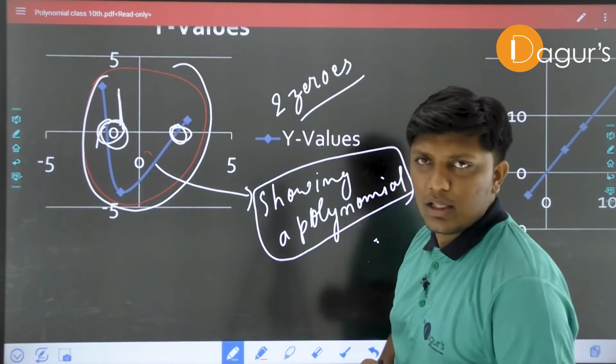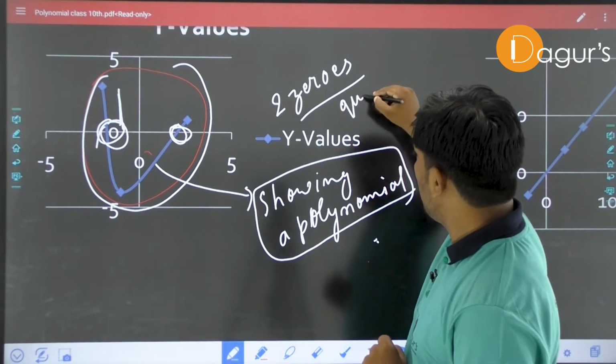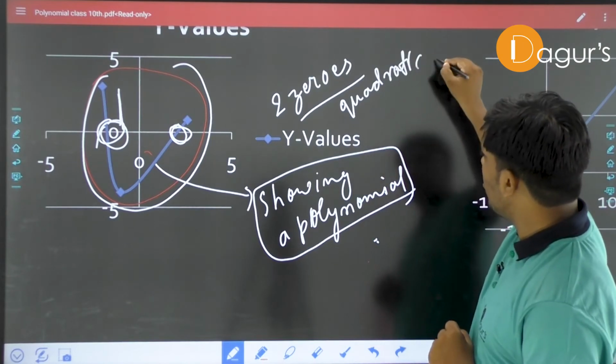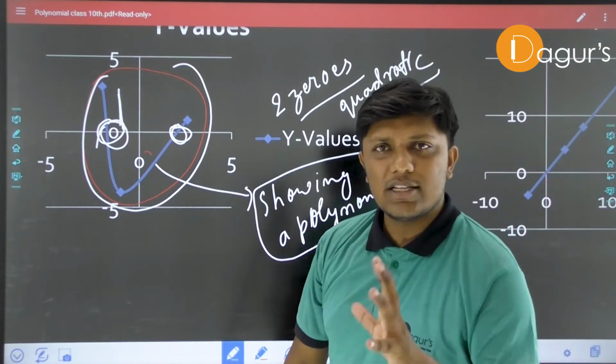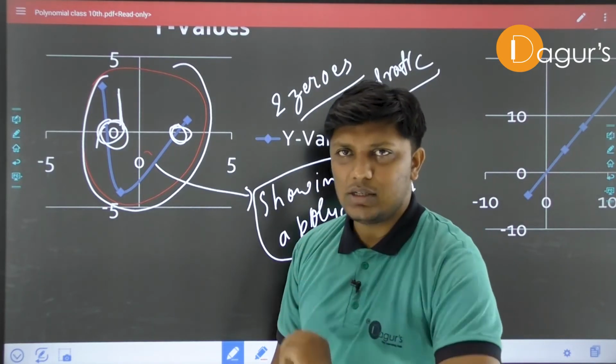of this polynomial. It means this polynomial is what? This polynomial is quadratic. Is it okay, students? Now I think you all have understood it.